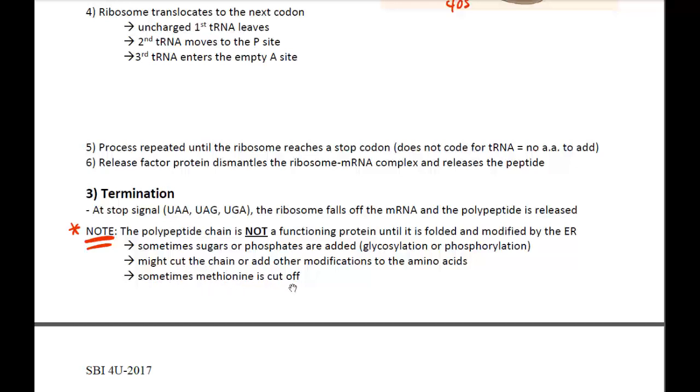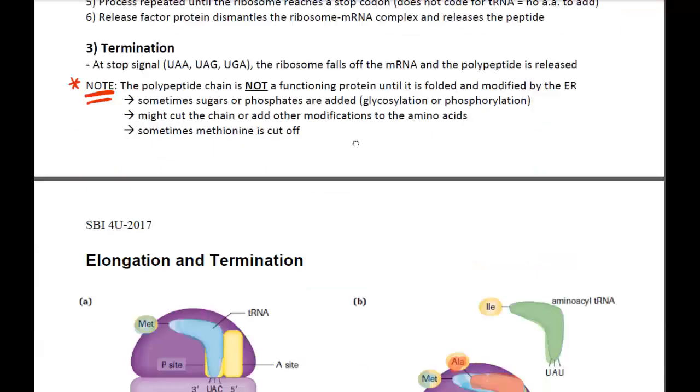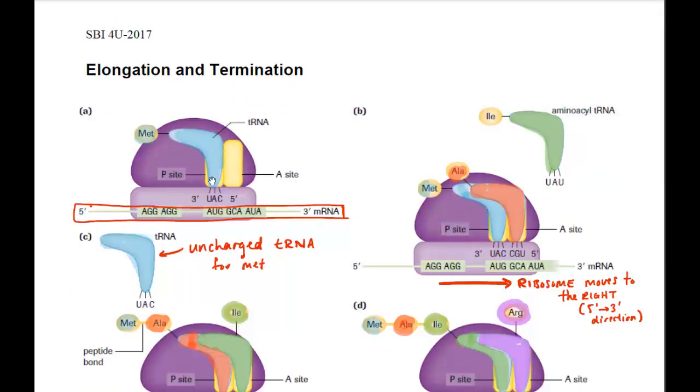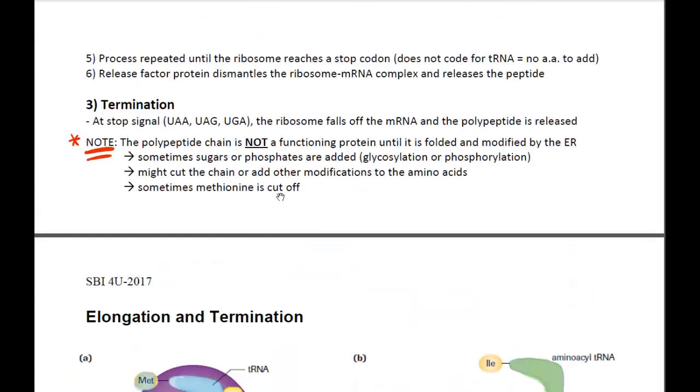So whereas every peptide chain starts with methionine, it has to, because methionine is the only one that can go into the P site directly to start the whole elongation of the chain, it doesn't always have to be included, because sometimes you're going to modify that polypeptide chain before it's the fully functioning protein.